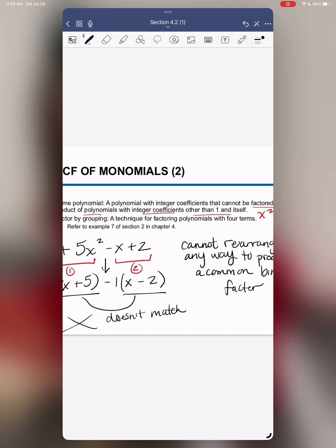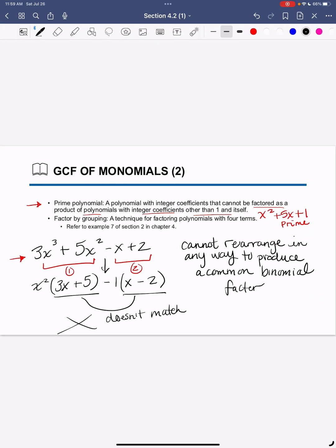We wouldn't even be able to rearrange this in any way to produce a common binomial factor. Now, the end result is that it would in fact factor into x plus 2 times 3x squared minus x plus 1, but we'll work with these later. For now, we always do want to attempt the technique. Let's try factor by grouping if we think we can, but don't be alarmed if we are unable to use it. Just use caution, and soon we'll have other techniques.